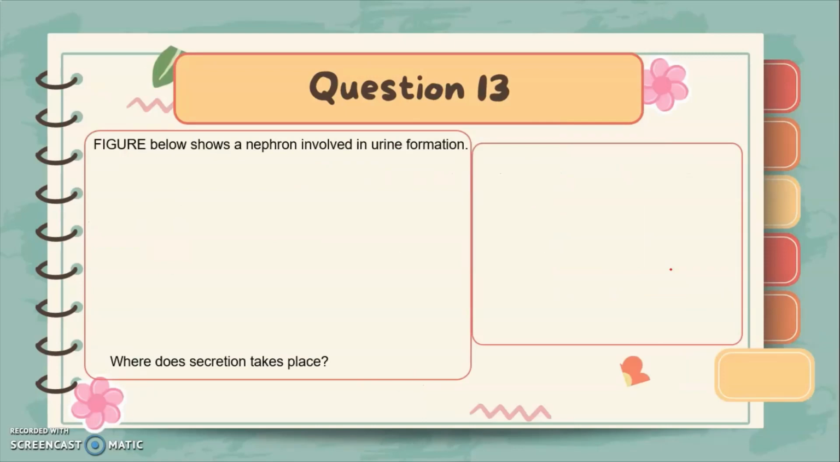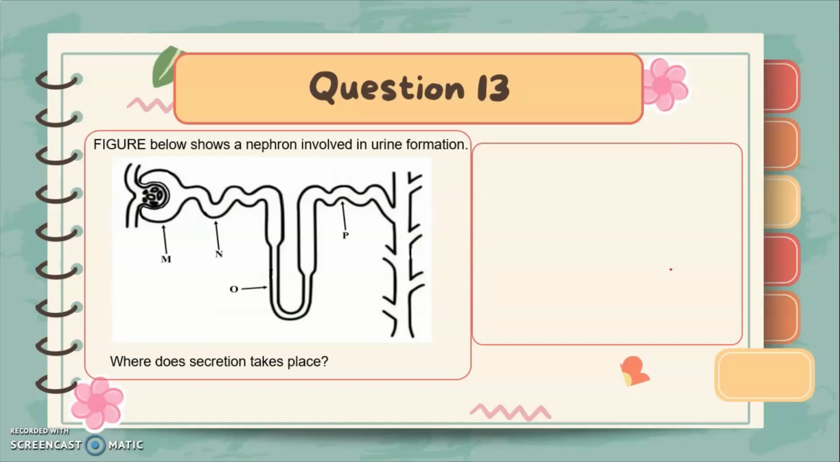Right. Last question. Figure below shows a nephron involved in urine formation. Okay, so kita tengok gambar dulu. Okay, so ini adalah merupakan nephron. Okay, yang kita belajar dalam subtopik urine formation. So where does secretion take place? Right. So di sini kita nak tengok. Ini adalah M ni adalah refer kepada structure Bowman capsule. So dekat Bowman capsule ni proses yang berlaku adalah ultrafiltration.